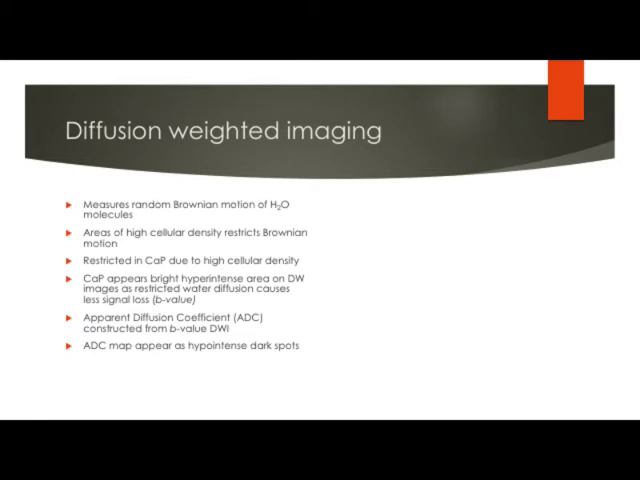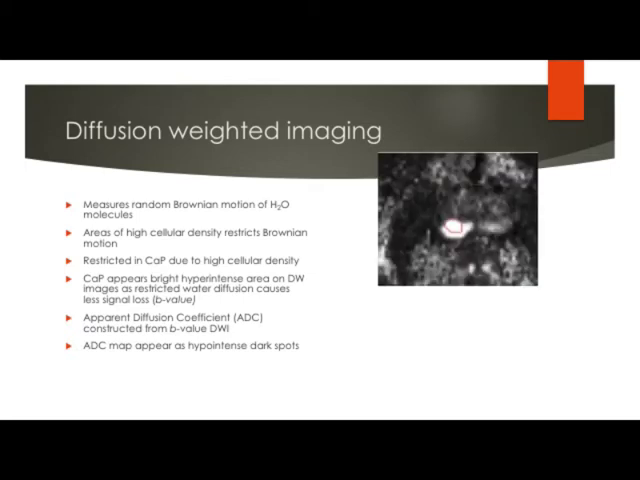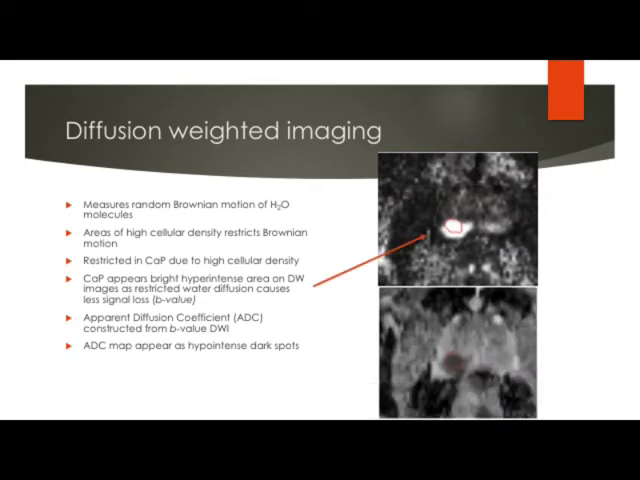Diffusion weighted imaging looks at the Brownian motion of water molecules, and in areas of prostate cancer this is restricted because of the high cellular density we talked about. So in a diffusion weighted image prostate cancer will appear hyperintense, as there's restricted water diffusion and so you get less signal loss. That's then converted, as I understand it, into what's called the apparent diffusion coefficient, which is why the two images look different. In an ADC map, a hypointense lesion will give an area of suspicion for prostate cancer. Those are seen here.